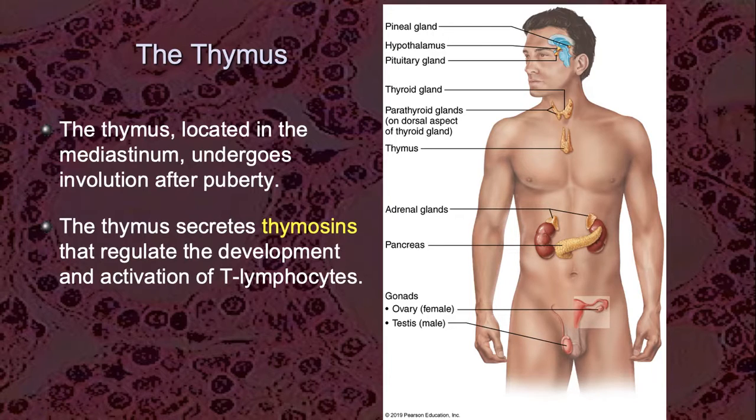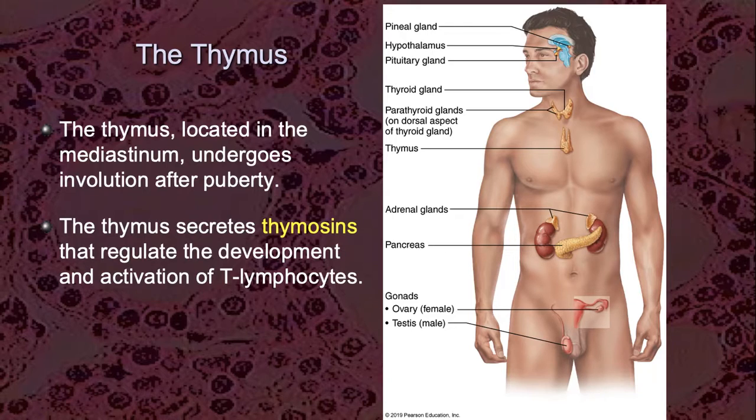Okay, the thymus, he's next. The thymus is located in the mediastinum. It's just right on top of the heart. And it says it undergoes involution during puberty. So you're born with a highly active thymus. It produces a lot of hormones, and it's also the site of T cell development and education. But during puberty, it shrivels up and there's not much left.